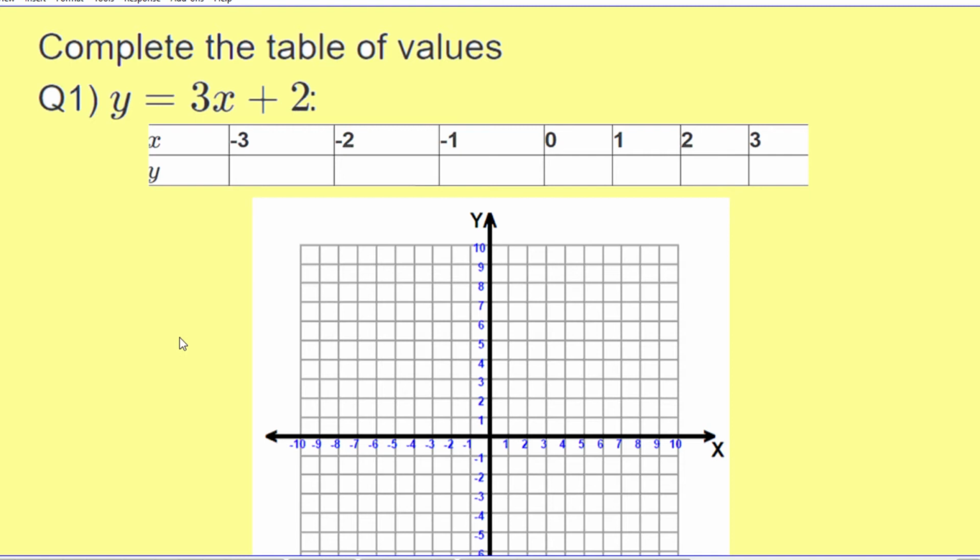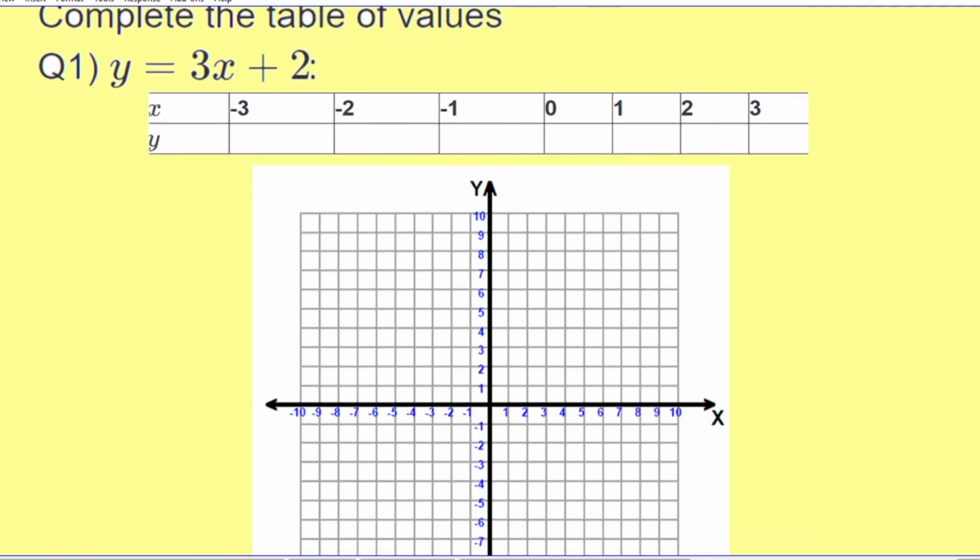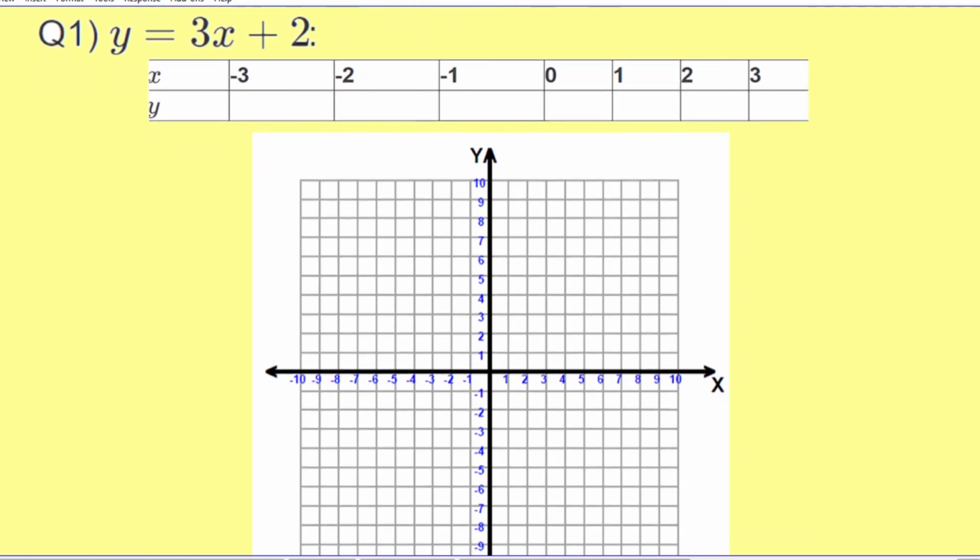Okay, so we're going to use that information now, and we're going to put that together with a bit of substitution, and we're going to be able to plot some linear graphs. A linear graph is a straight line graph. So when I plot on my coordinates, I should have a straight line. What this is saying is this box is going to be 3 times the box on the top, and then add 2. I always start with my positive numbers, then I look for a pattern.